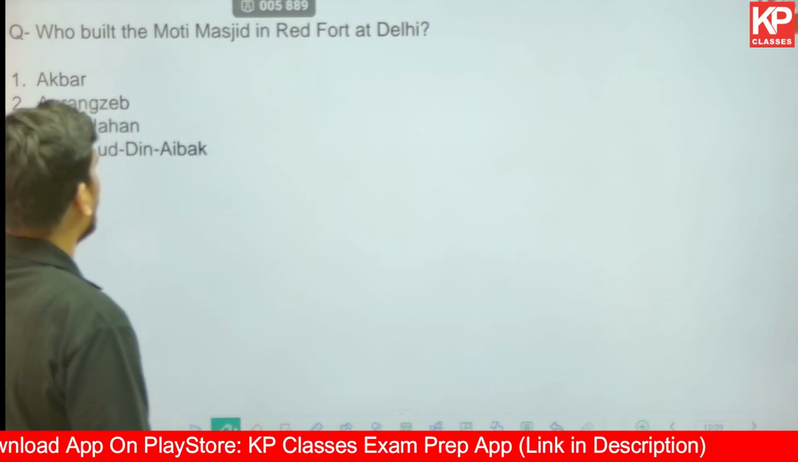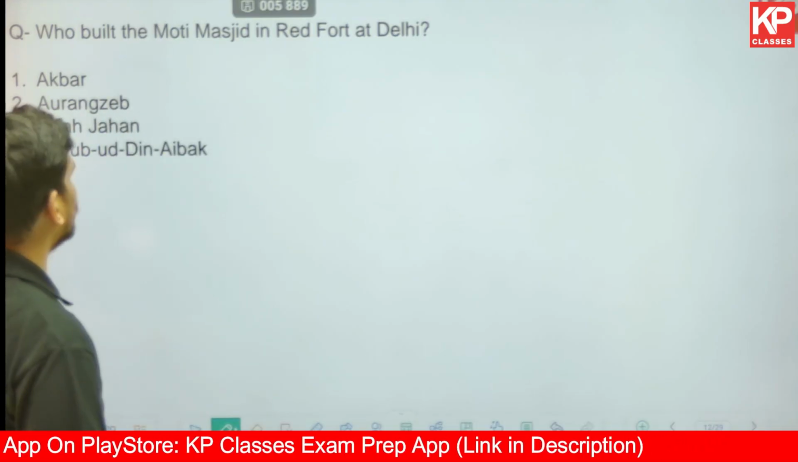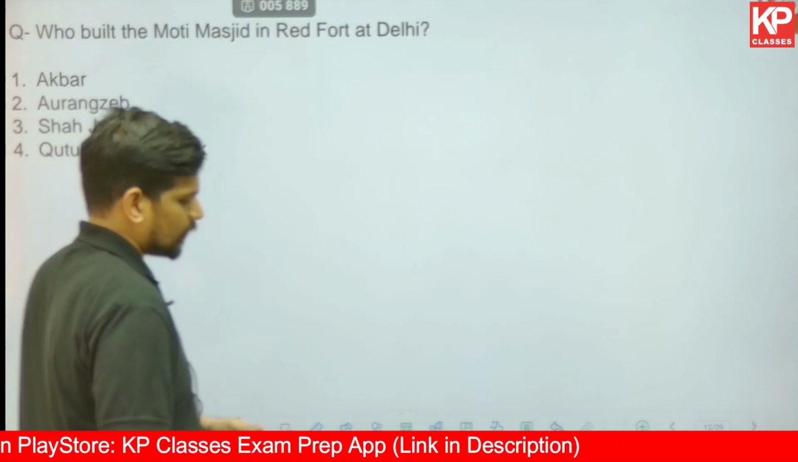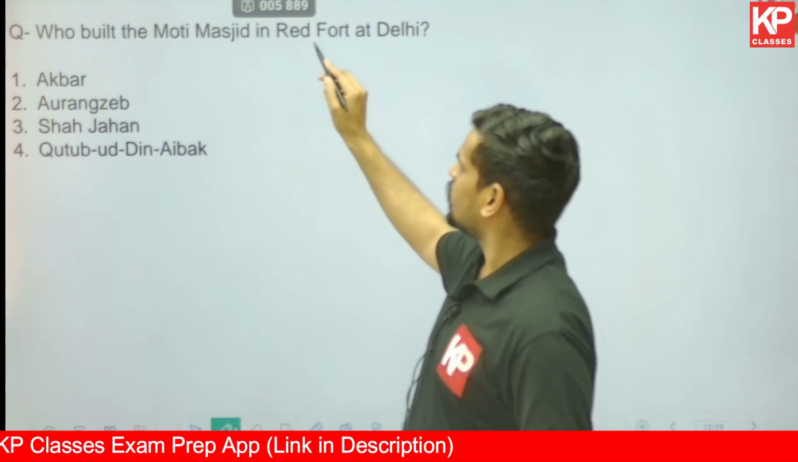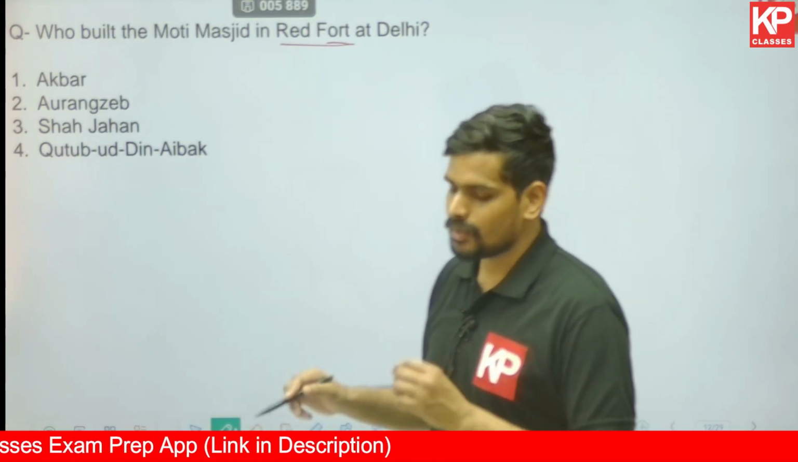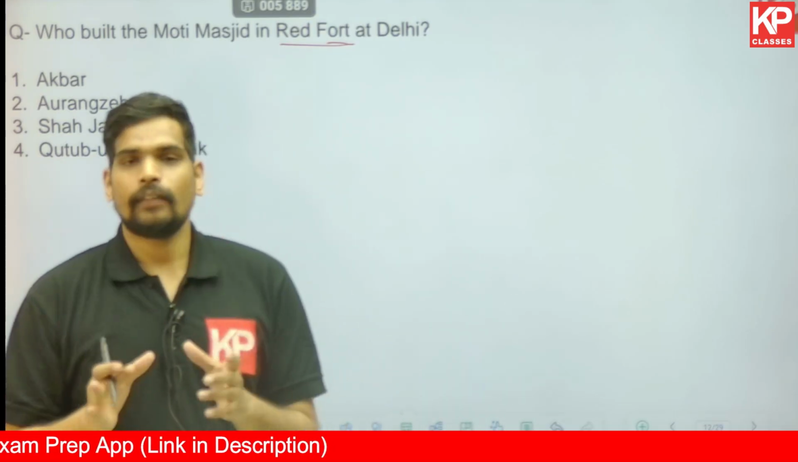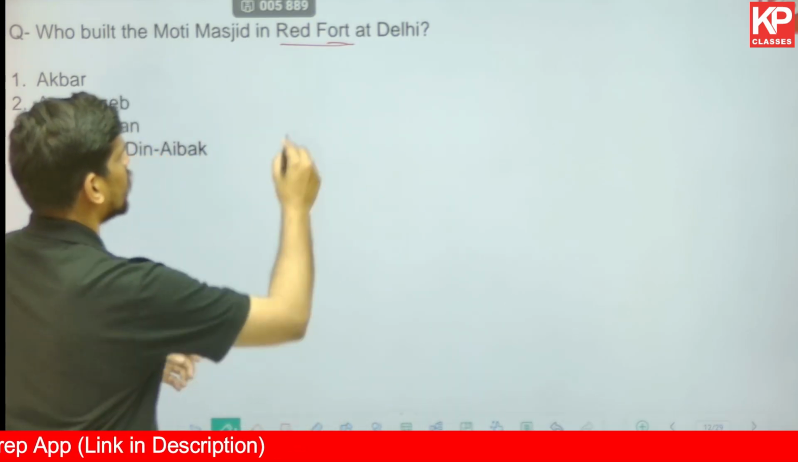The next one, who built the Moti Masjid and Red Fort at Delhi? Again, that's a question related to Mughal architecture. The Moti Masjid is part of Red Fort. Actually, Moti Masjid is made out of white marble. Red Fort, as the name suggests, is majorly made of red.